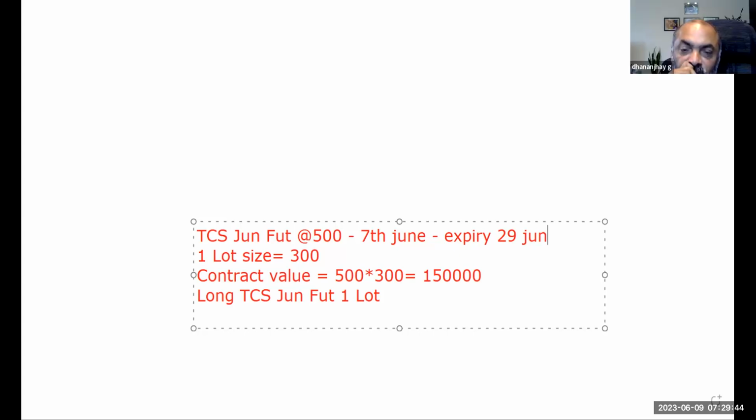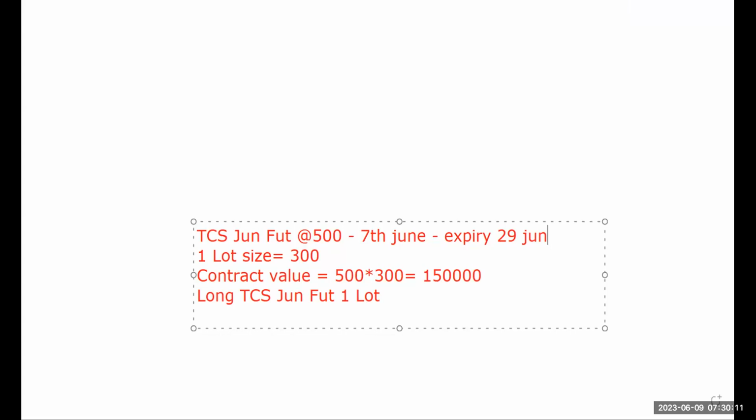One lot size here is given as 300. Who is giving that? The stock exchange will decide, sir. The exchange fixes that lot size. At what price have I bought? 500. Who is giving that price?